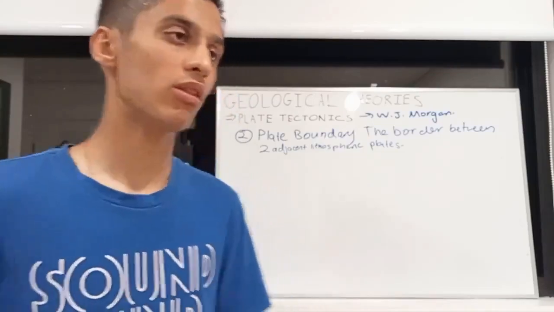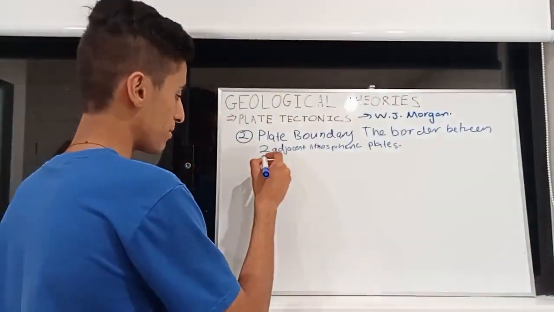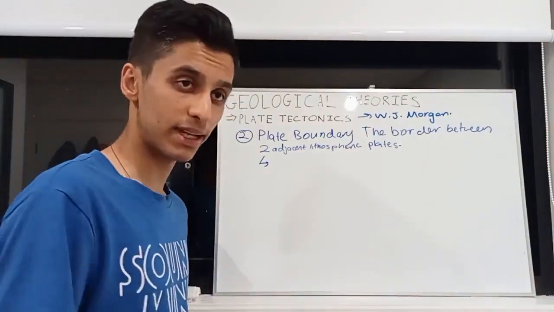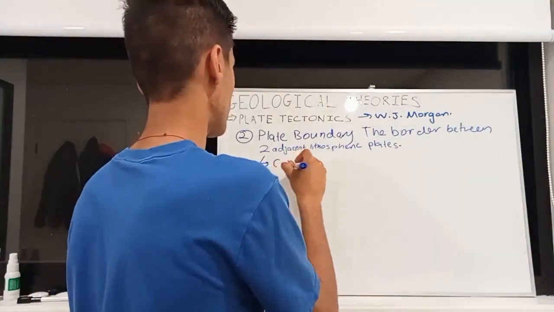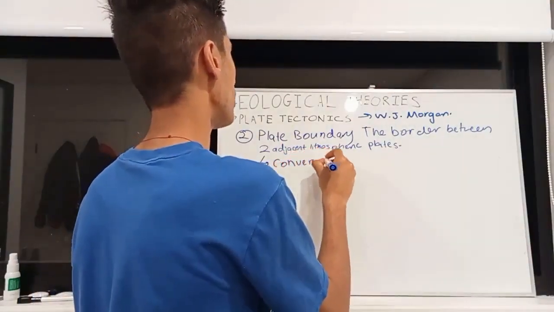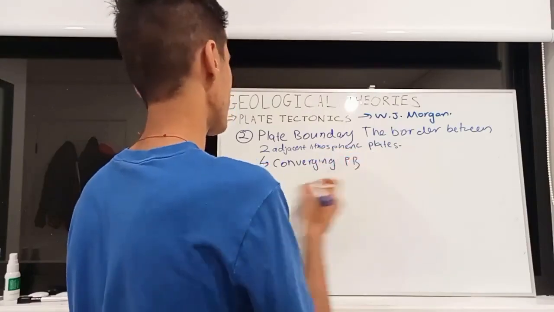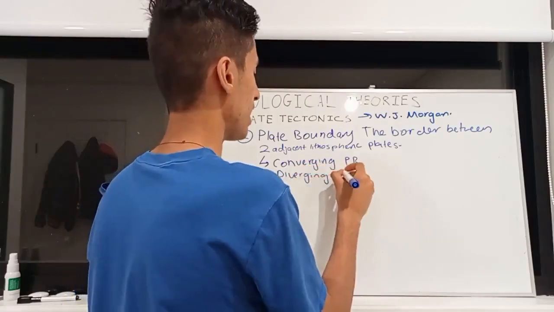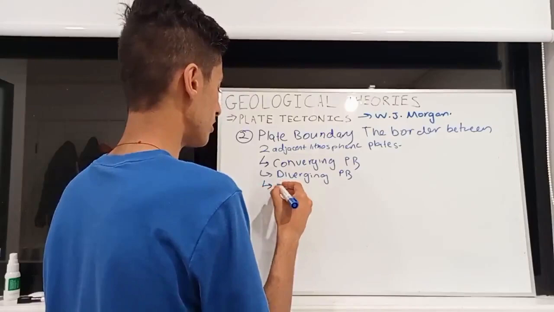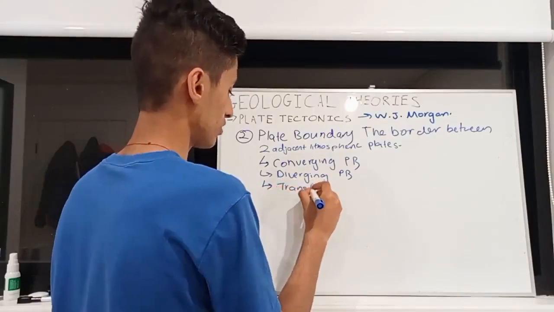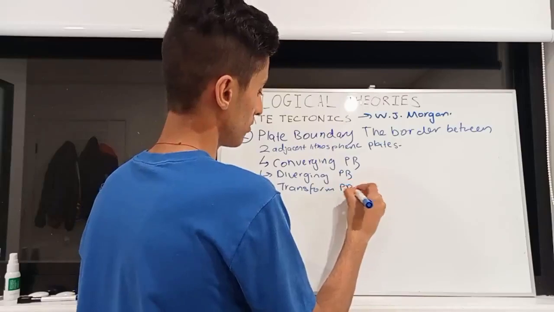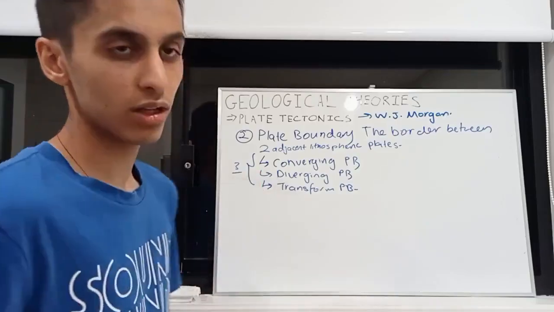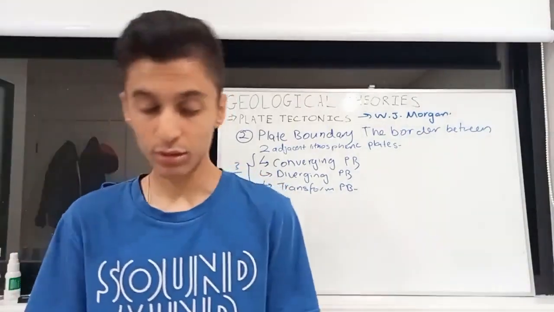Now, just so we can get ourselves ready for what's going to come next, there's 3 types of plate boundaries, so you would want to note these down as well. We're obviously going to look at them much more closely in a bit, but the 3 types are converging plate boundaries, diverging plate boundaries, and transform plate boundaries. So these are your 3 types. Remember them.